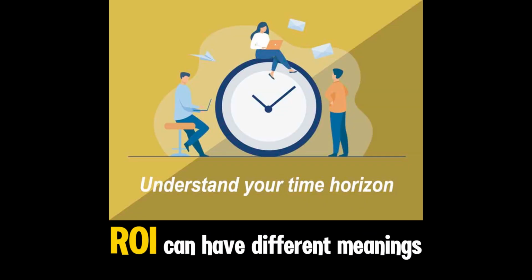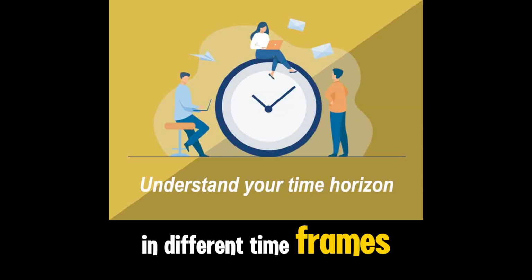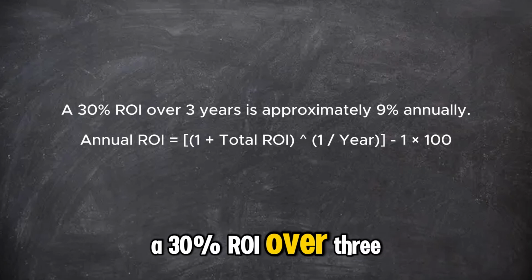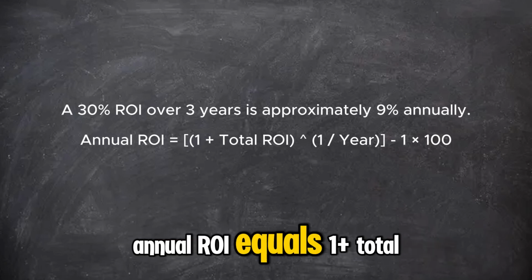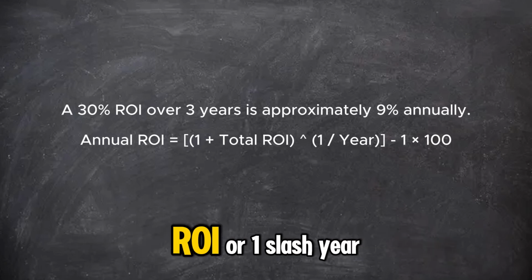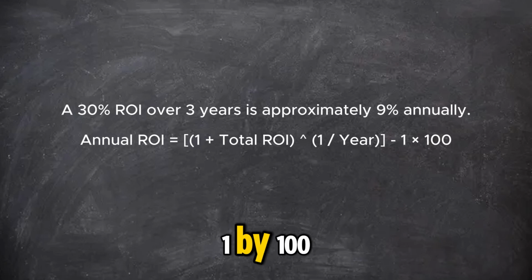The same ROI can have different meanings in different time frames. A 30% ROI over 3 years is approximately 9% annually. Annual ROI equals (1 plus total ROI) to the power of 1/years, minus 1, times 100.